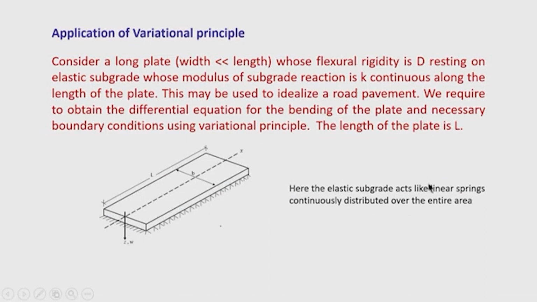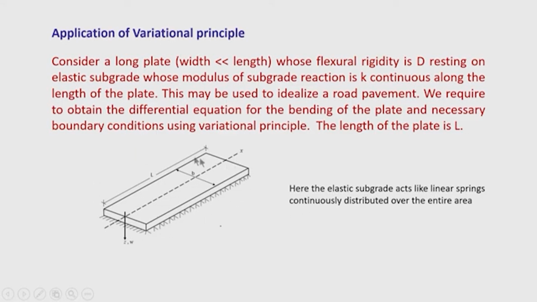Now, elastic subgrade acts also like a spring, that it will produce an upward reaction to the deflection of the plate. So, the spring force that will be produced in the subgrade will be upward, and it will resist the downward load acting on the plate. That means, it will reduce the deflection. So, here the elastic subgrade acts like a linear spring continuously distributed over the entire area.